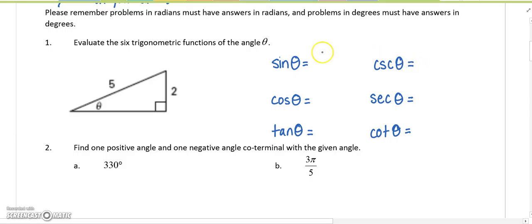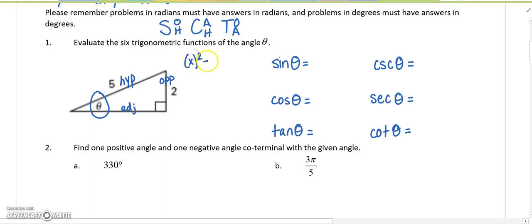Alright? In order to evaluate those, there's this little thing we need called SOHCAHTOA. Alright, and that's going to help us to figure out which sides to put where. Alright, so in this triangle, here's my reference angle theta. I circle it. That makes this my opposite side, my hypotenuse, and looks like I'm missing my adjacent. Well, that's no problem, because in a right triangle, you can always use Pythagorean theorem.